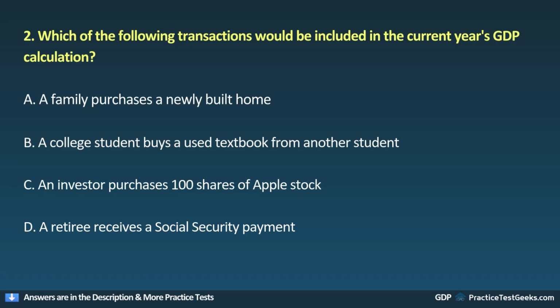2. Which of the following transactions would be included in the current year's GDP calculation? A. A family purchases a newly built home. B. A college student buys a used textbook from another student. C. An investor purchases 100 shares of Apple stock. D. A retiree receives a Social Security payment.